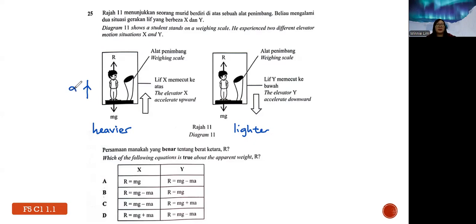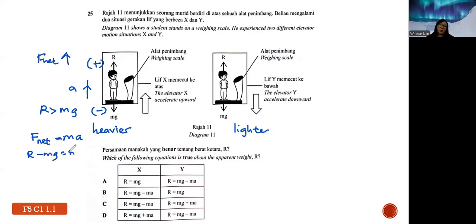If acceleration is upward, that means your F net will be upward, which means among R and mg, which one is greater? R will be greater than weight. So we always go back to Newton's second law of motion, F net equals ma. Generally, net force involves R and W. So we assume a smaller force in the negative direction, a bigger force in the positive direction. So in short, I will have R plus negative mg, or R minus mg, equals ma. Hence, R equals mg plus ma. So that's why I feel heavier.